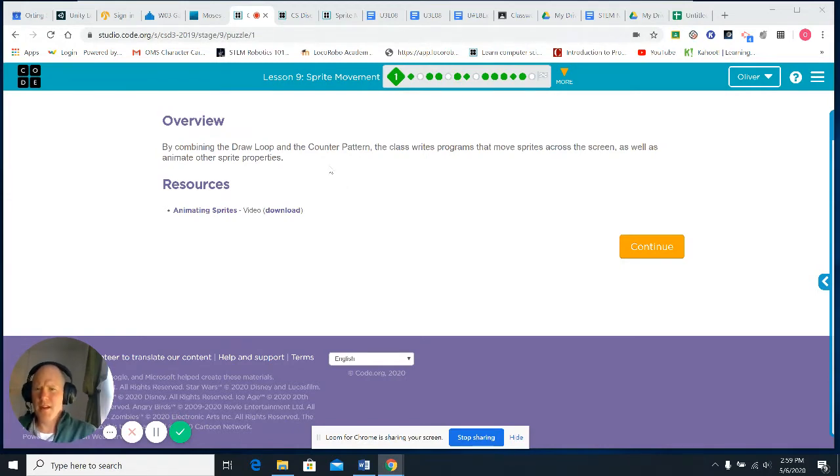Today we're going to be combining the draw loop and the counter pattern. Not the counter as in the kitchen counter or the bathroom counter. This is counting. In this class, you're going to be writing programs that move sprites across the screen. Up, down, left, right, what have you. So you're going to see those things today, and I hope you will enjoy this.